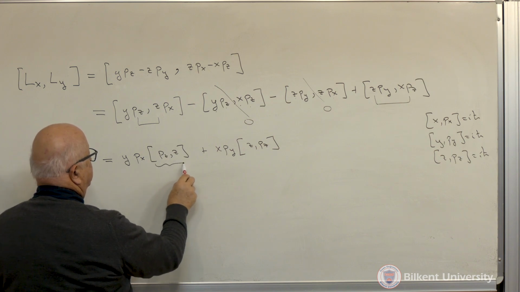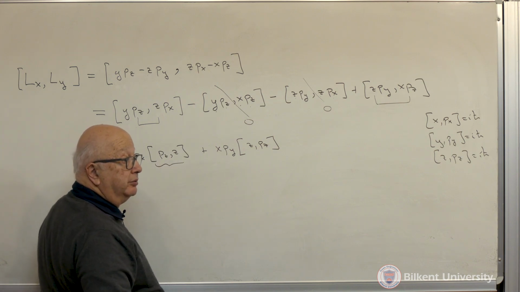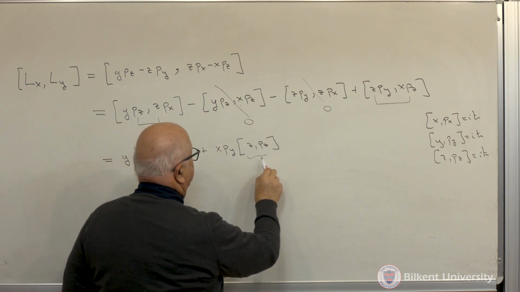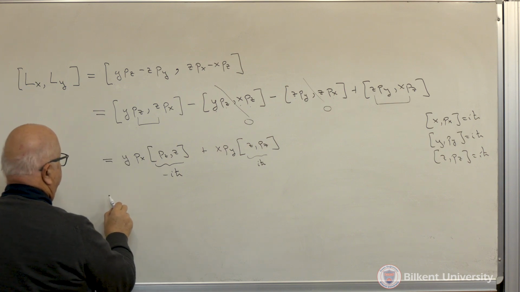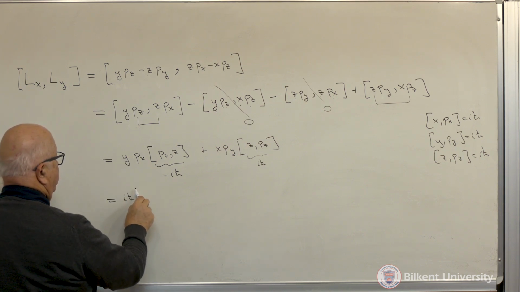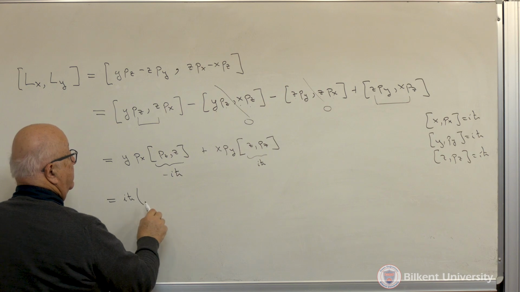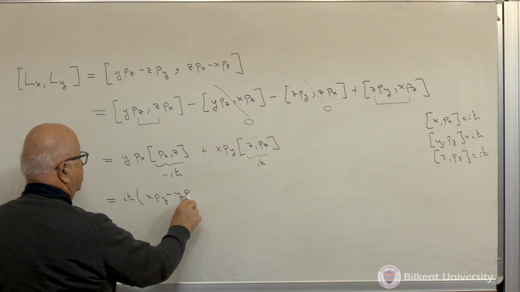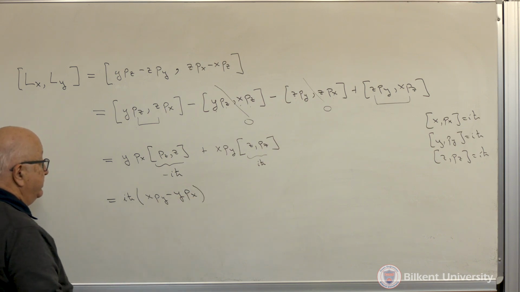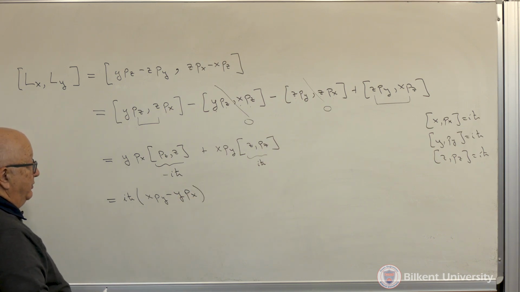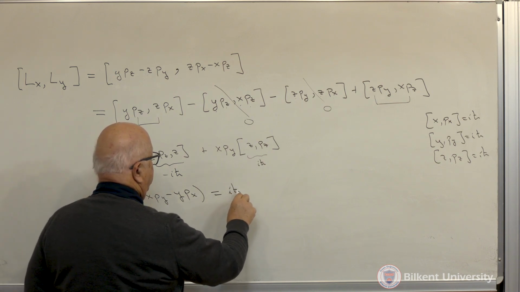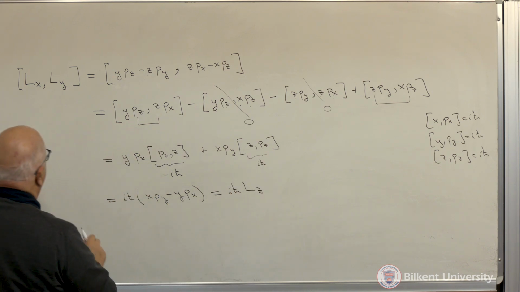Okay, so this is in the wrong order, pz z, so it's going to be minus i h bar. This is going to be i h bar. So I end up with i h bar z, x py minus y px. So which one is this? x py minus y px? Lz, right. Okay, so there's an i h bar in front and Lz. Okay, so that's what I found.